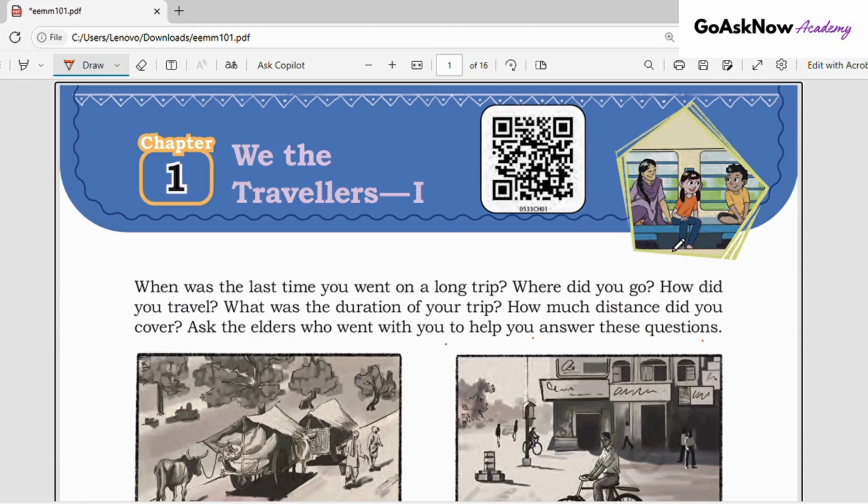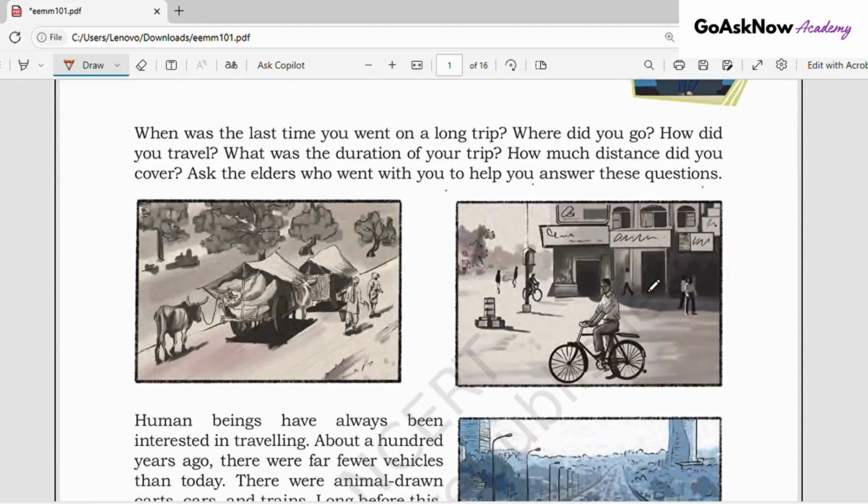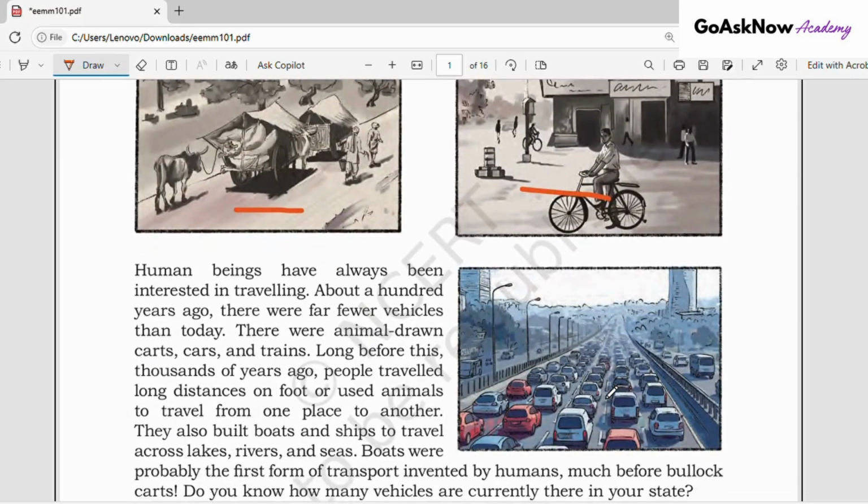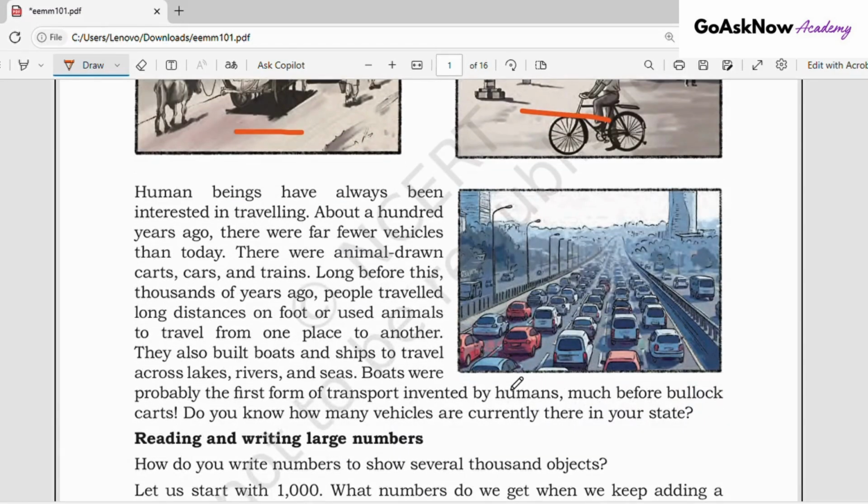People have always been interested in traveling. Long ago, there were no cars, buses, or trains. People used animal-drawn carts, bicycles, and traveled on foot. These were among the first forms of transport made by humans. Over a long time, we have made many types of vehicles to travel faster and easier.